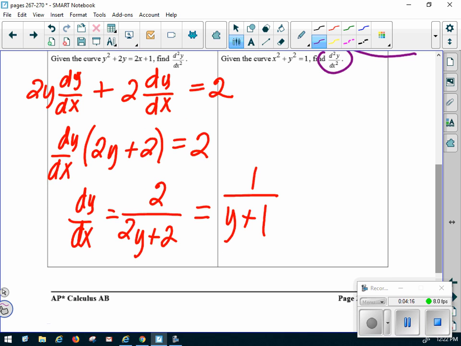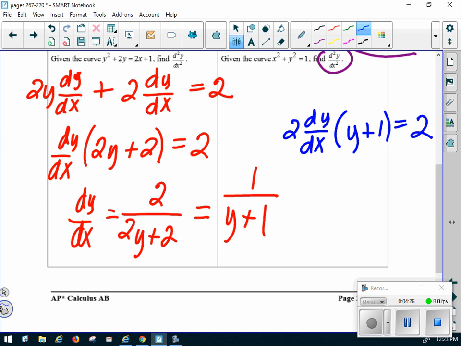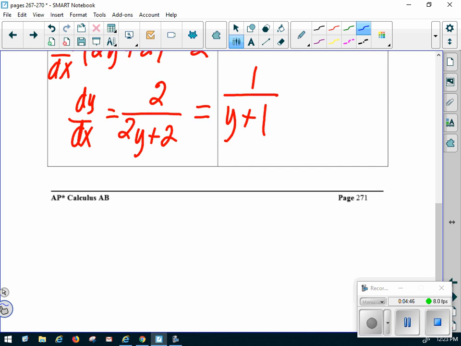If we had done 2 dy/dx times y plus 1 equals 2, how would you go from there? You'd have to divide both sides by 2 times y plus 1. Same thing. So yes, absolutely. Now, again, I don't care if you do this as quotient rule or if you rewrite it as y plus 1 to the negative 1 power. It just doesn't matter a bit.